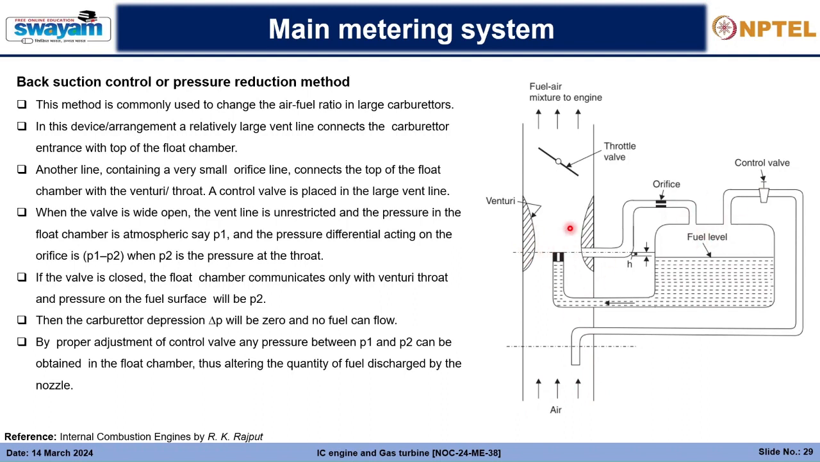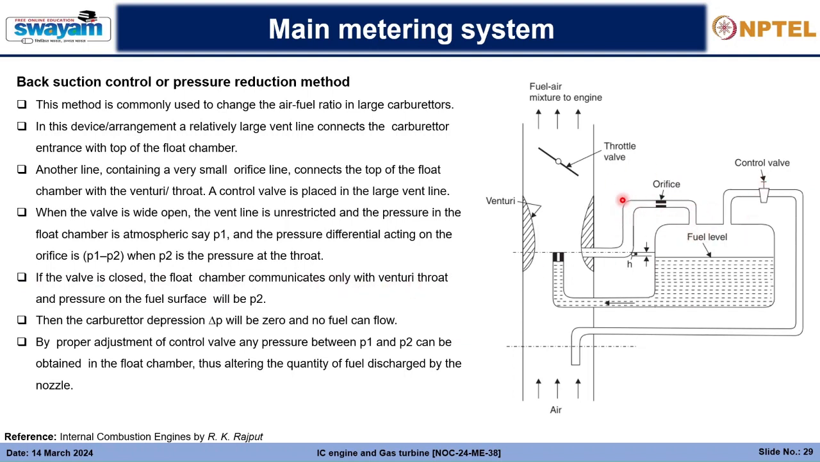And in the venturi, the pressure is low, that is reduced to P2, right? So then what happens is that the pressure difference is created, P1 minus P2. So what happens is that the pressure differential acting along the orifice is P1 minus P2 when P2 is this. So when the valve is closed, the float chamber communicates only with the venturi throat.